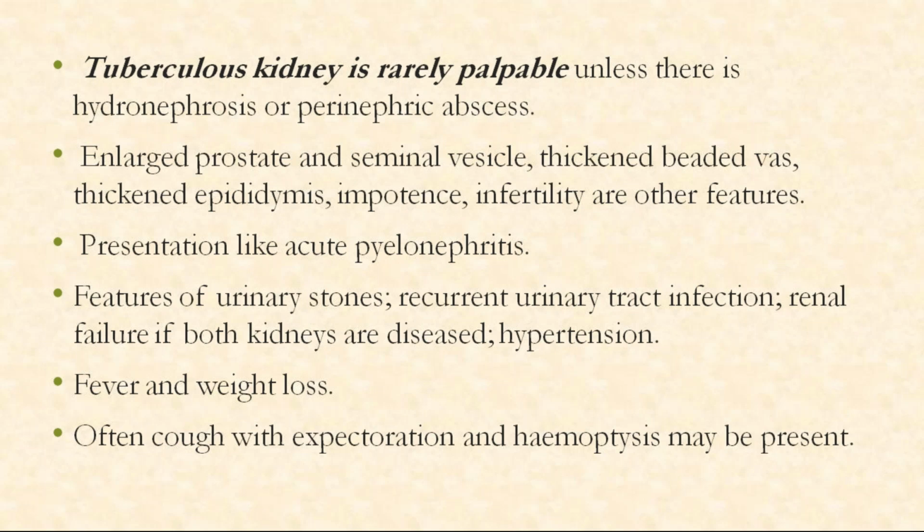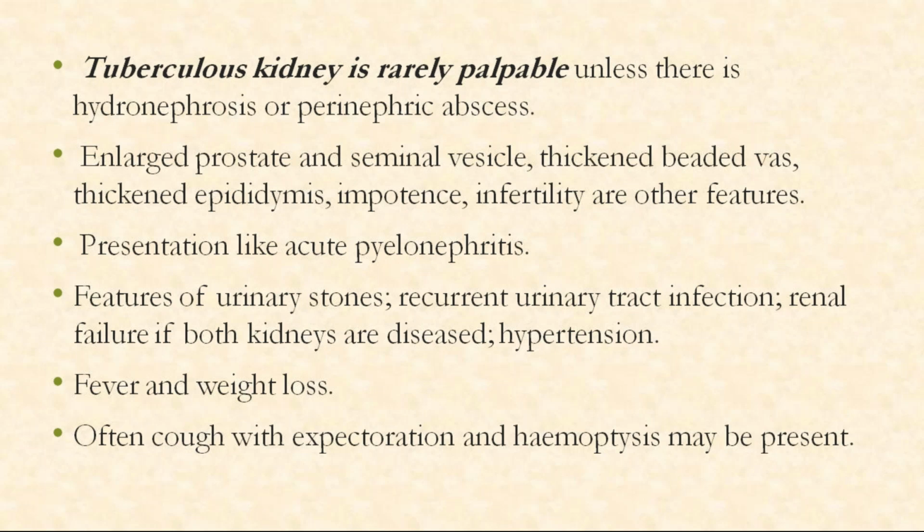When you do the per rectal examination, there may be enlargement of the prostate, and seminal vesicles can be felt. When you palpate the spermatic cord, the vas is thickened and beaded in appearance, with epididymitis. Once tuberculosis occurs, the patient may have impotency. These features can be seen when tuberculous kidney is there. Sometimes the patient presents as acute pyelonephritis. The symptoms and signs of pyelonephritis mimic the same as tuberculosis of the kidney.